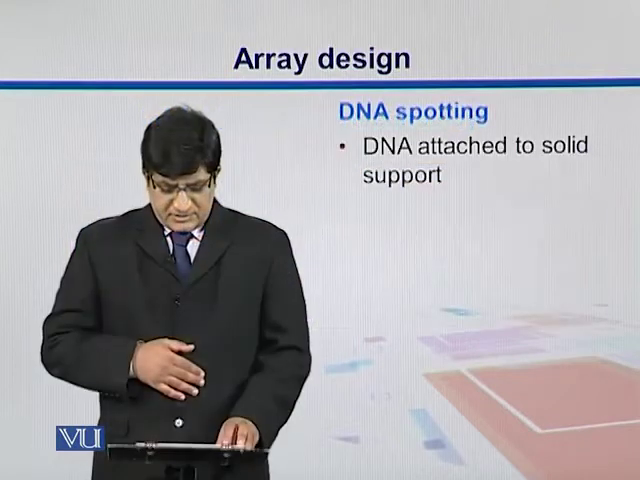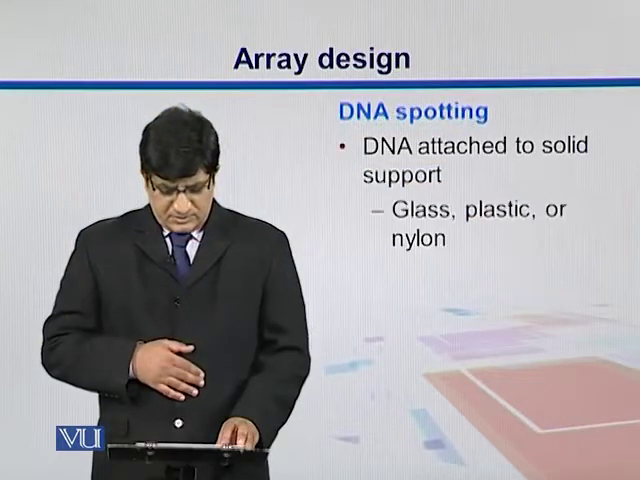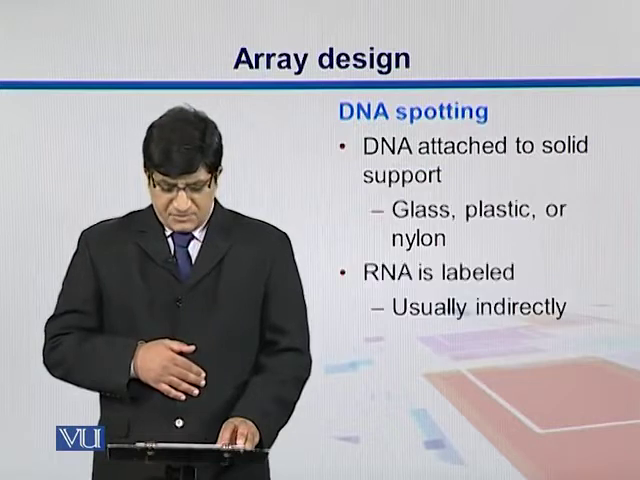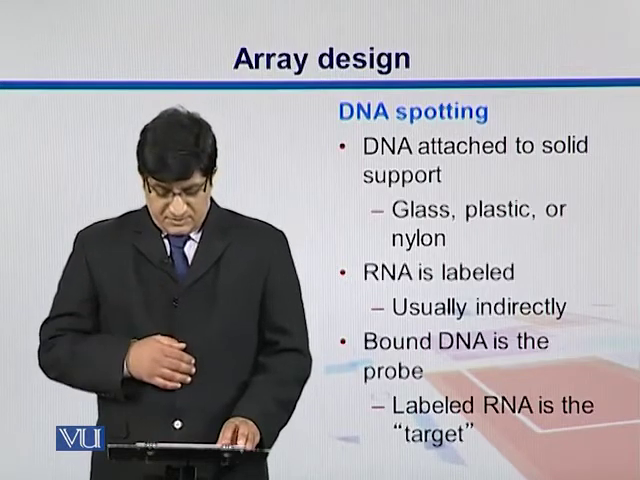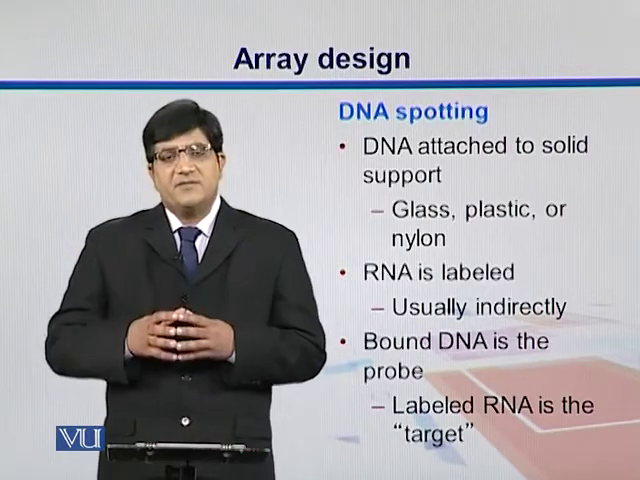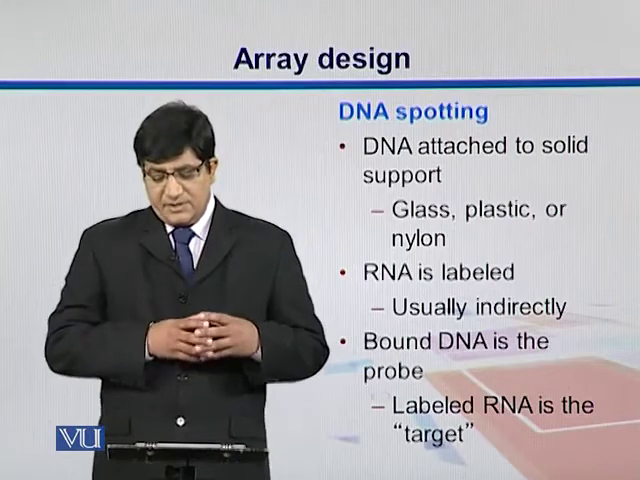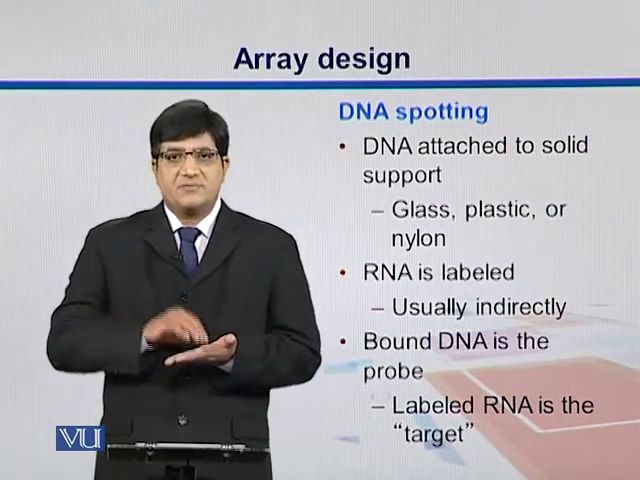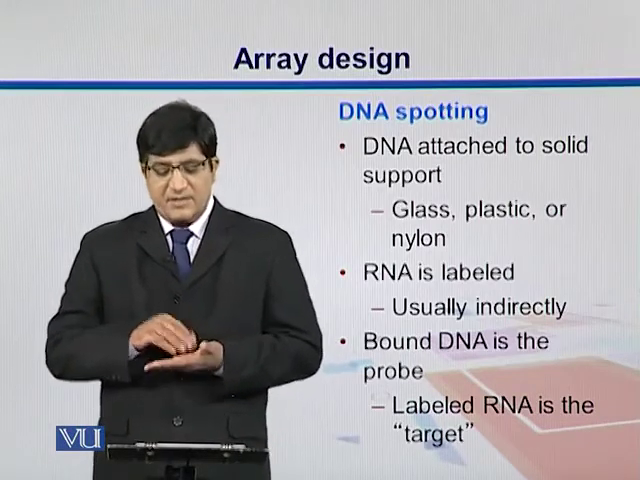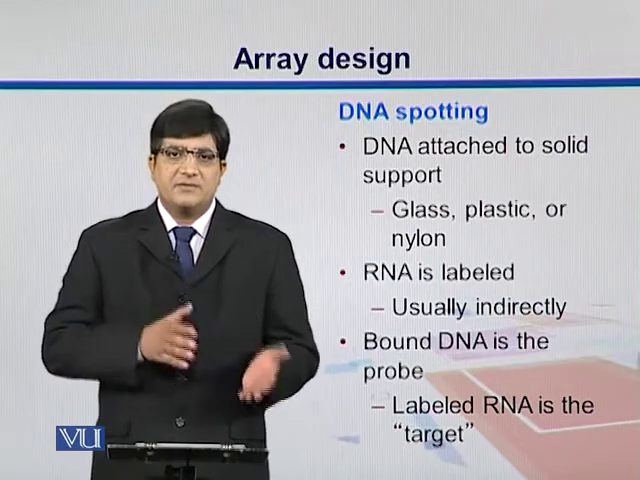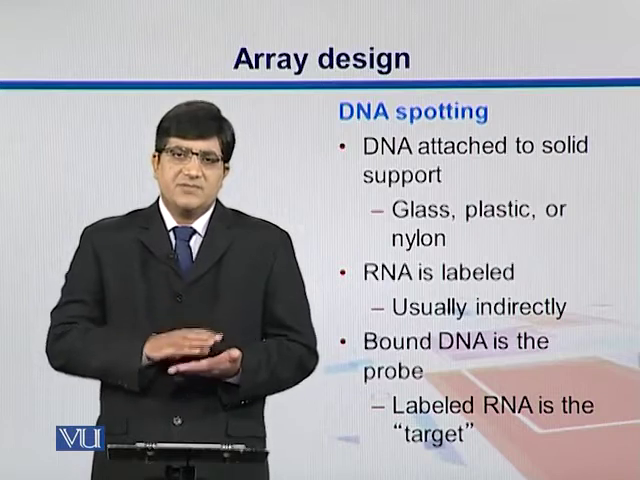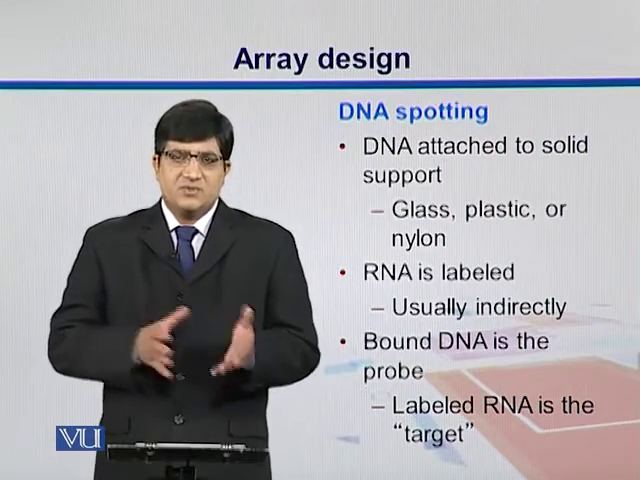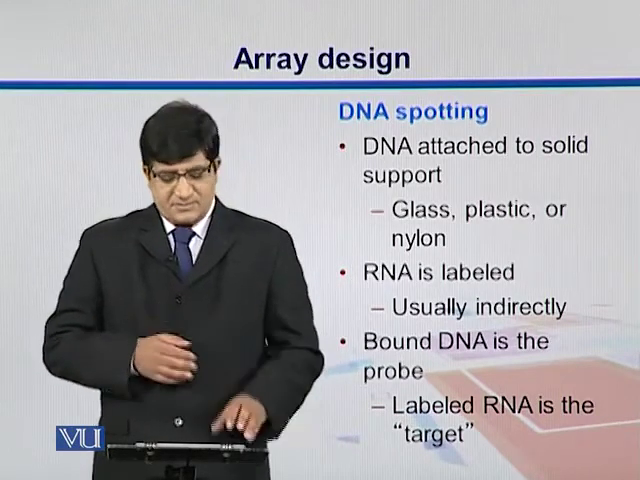In spotting, the DNA is attached to a solid support: glass, plastic, or nylon. RNA is labeled, usually indirectly. When we hybridize them, the bound DNA is the probe, which is present on the slide, whereas the labeled RNA is the target. So the probe is present on the slide, transferred with the help of those robots or printers.